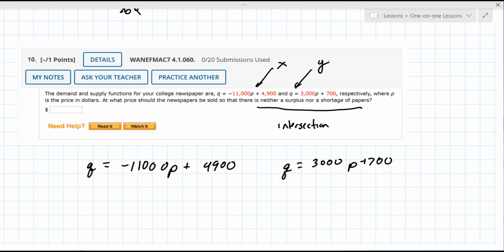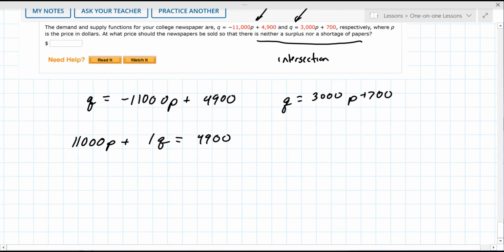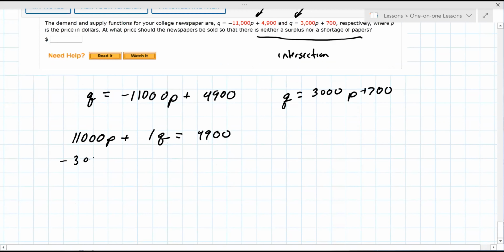Side note here. So it's move the P over. So it's 11,000 P plus 1Q equals 4,900. And then if you do the same thing here, it's minus 3,000 P plus 1Q equals 700. And this is the system, the matrix that you can set up if you want to solve it this way. You can also graph it.